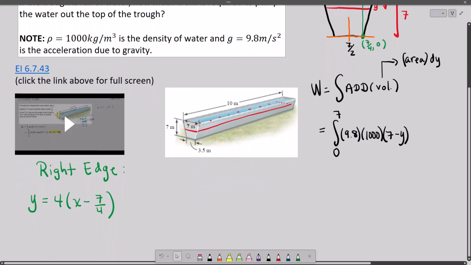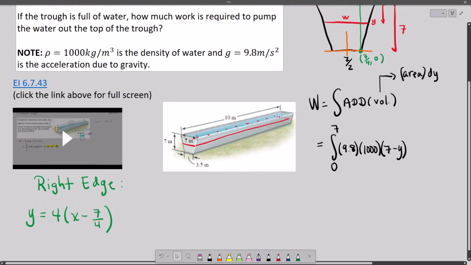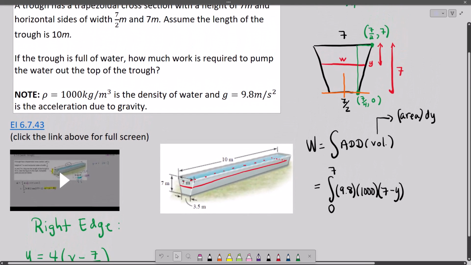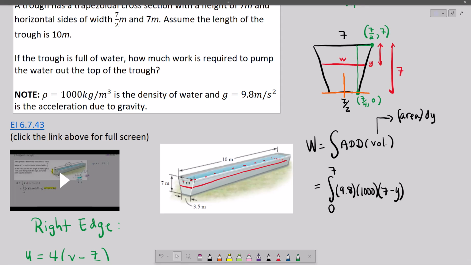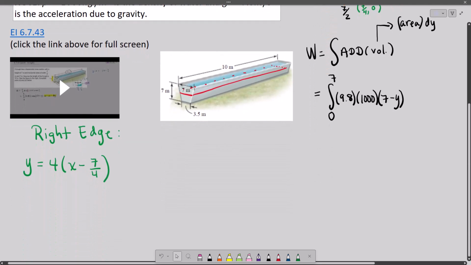What do we want to do with that right edge equation? Make it in regard to y. So we want to solve for x. We want to write it in terms of y, so we want to isolate the x. Because our goal here, to find the area, we need to know what W is. W times 10 will be the area of the cross-section. So to find W, we need to know what the X value of the right edge is. So we're going to isolate X here. So let's go through that.